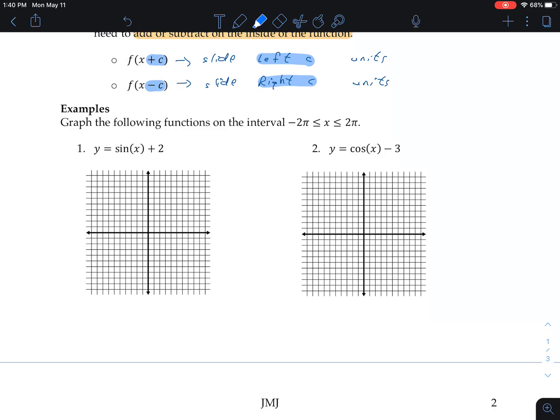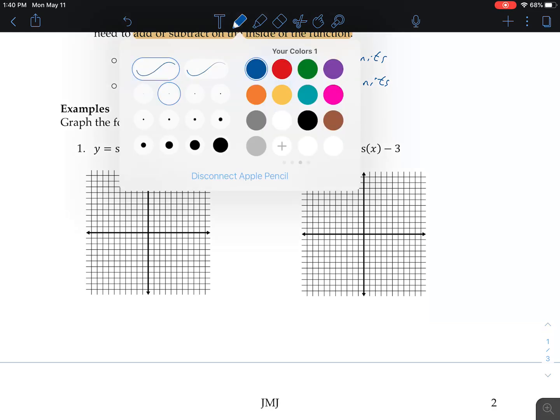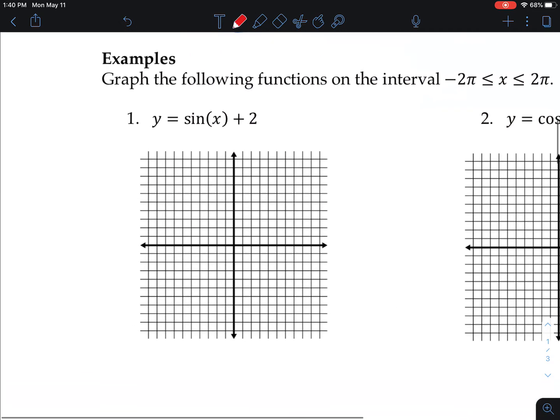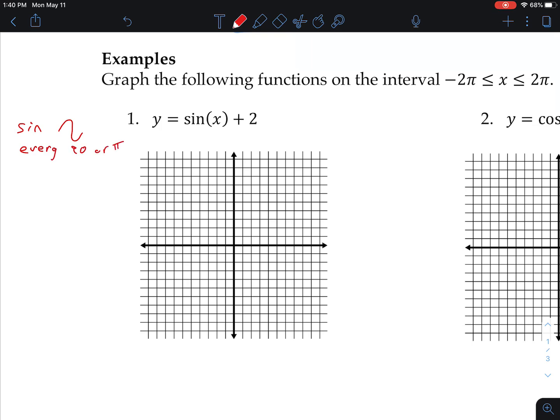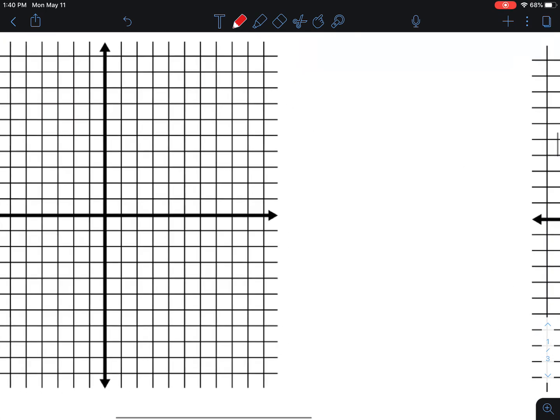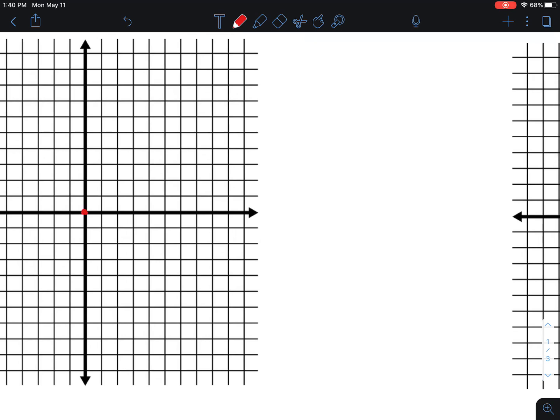So let's do a couple examples. First, just the vertical shifts. Okay, so we see here sine of x plus 2, right? We know that sine looks like this, right? So I'll draw the regular sine, and we know that it goes every 90 degrees, or every pi over 2. It starts at 0, then it goes to 1, to 0, to -1, and back to 0. And that's a full cycle, so we'll do that here. 0, 1, 0, -1, 0.